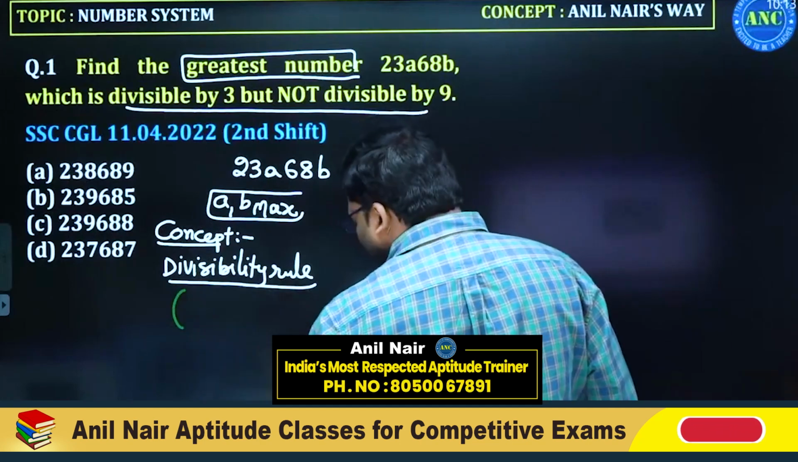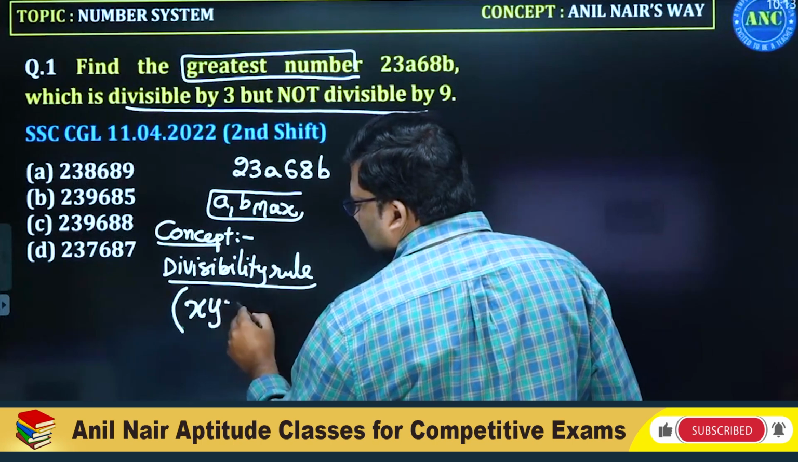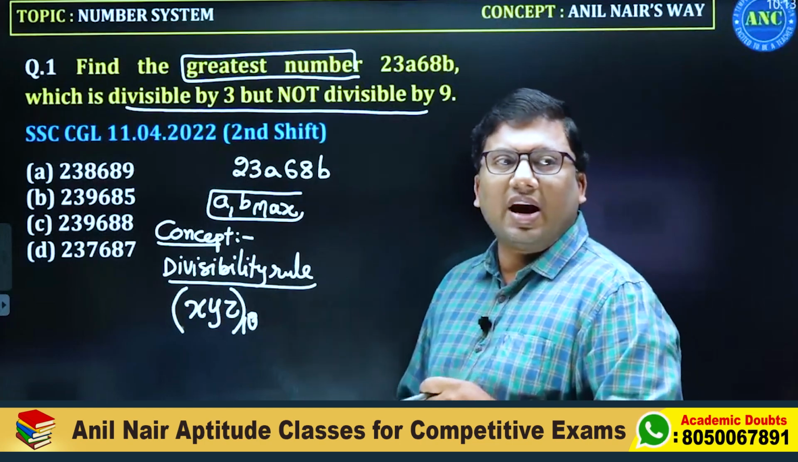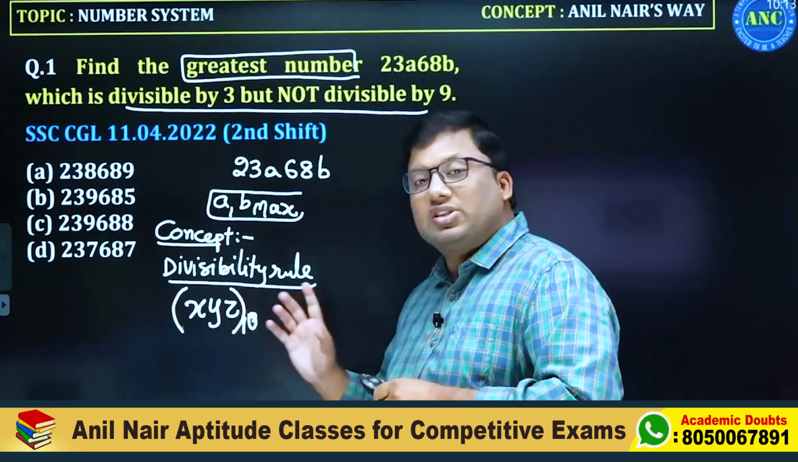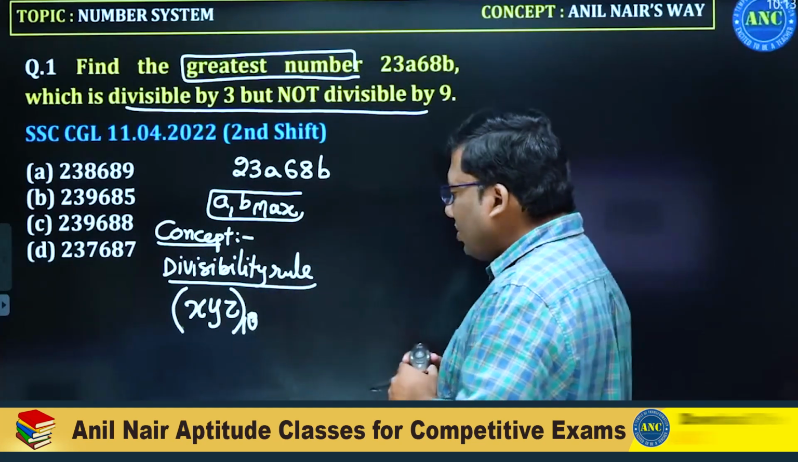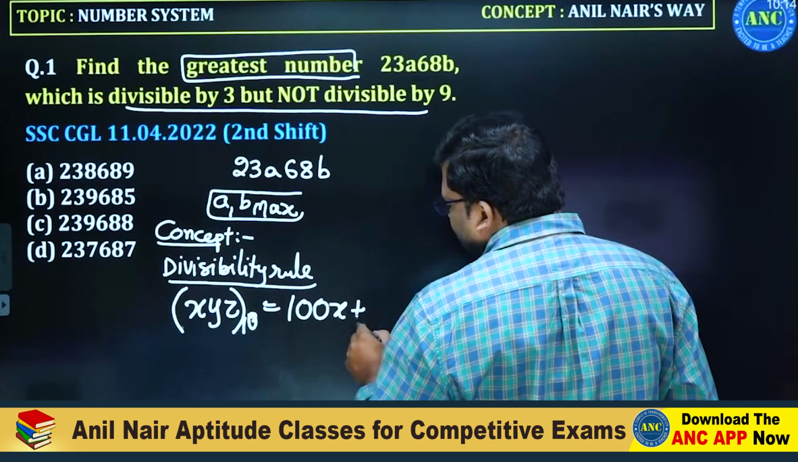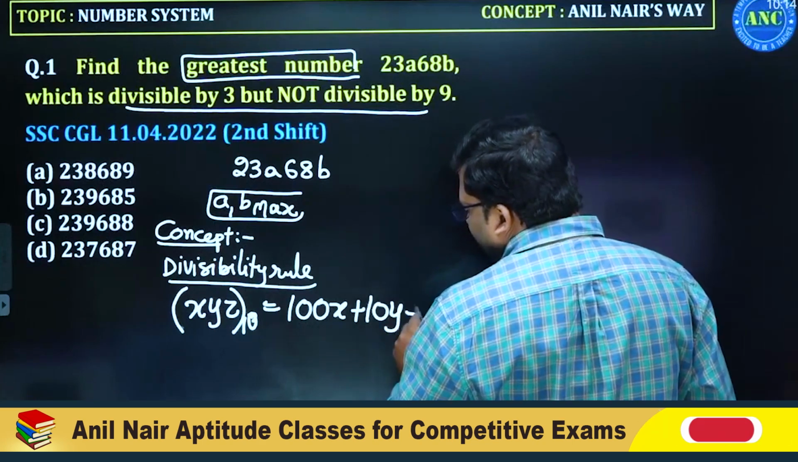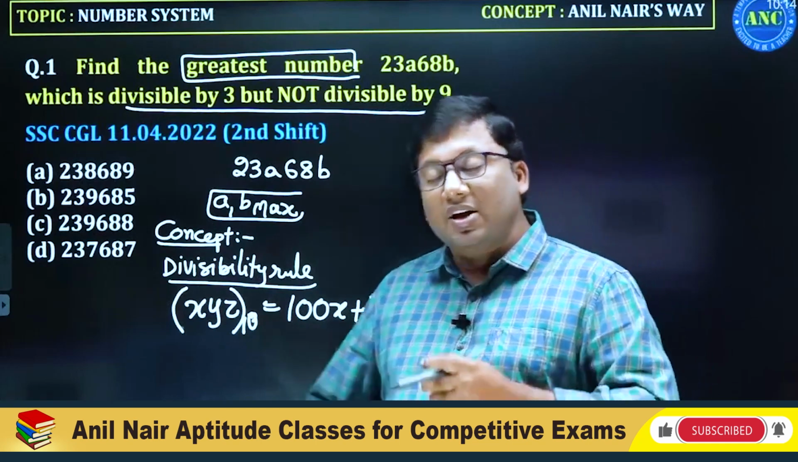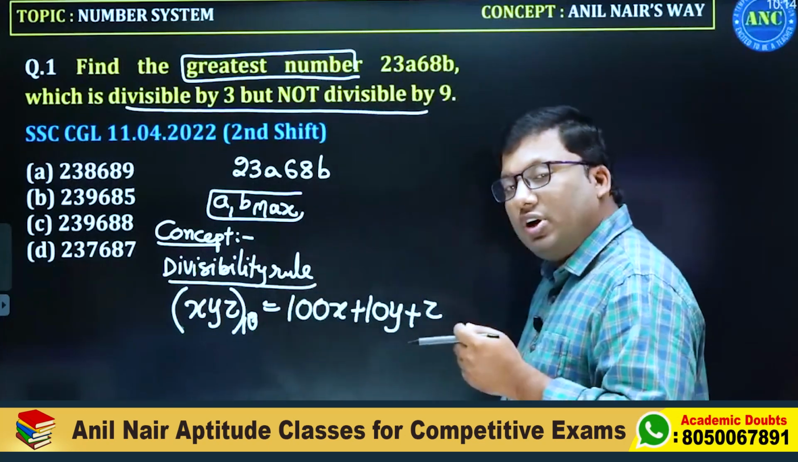I am taking a random 3-digit number, XYZ, in base system 10. Z is the units place, Y is the tens place, X is the hundreds place. So X is in the hundreds place, so the value will become 100X. Y is in the tens place, so the value will become 10Y, plus Z. Once I understand the 3-digit number, then I will get into the concept of 4-digit and 5-digit.